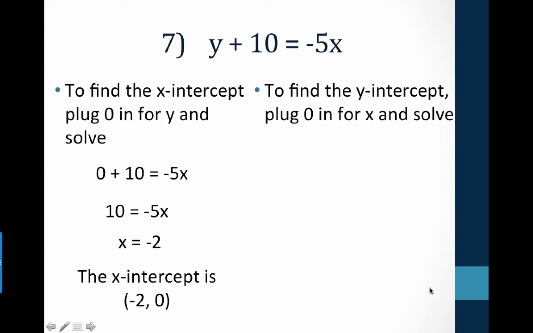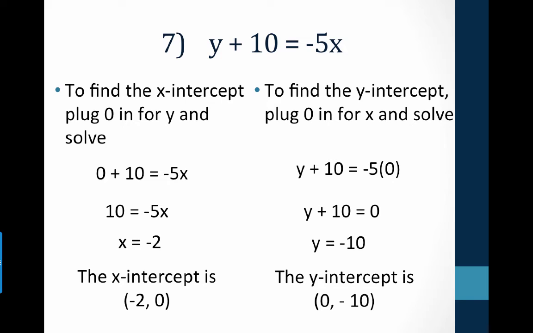Okay, I went back and I fixed my typo there. So, all right, you should have put 0 in for x. So y plus 10 equals 0. Therefore, y would have to be -10. Therefore, the y-intercept, or the vertical intercept, is (0, -10).